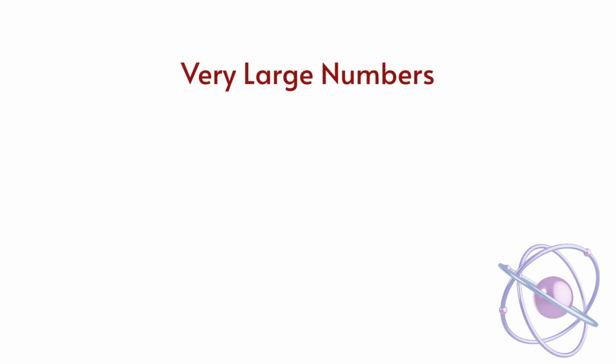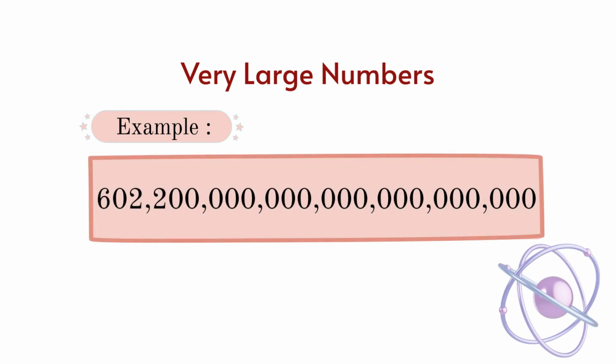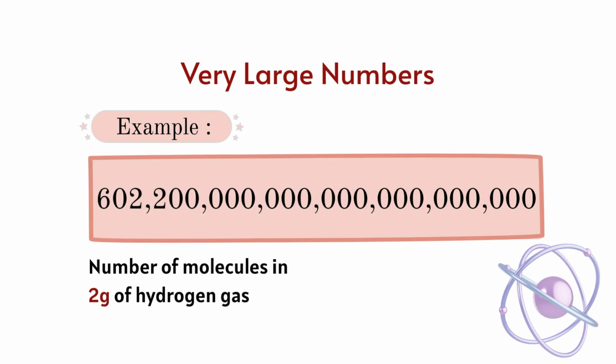Let's look at an example of a very large number. This number represents the approximate number of molecules present in 2 grams of hydrogen gas. You can see that it contains a large number of digits. Imagine performing calculations with numbers like this repeatedly. It becomes difficult to read, write, and calculate. Scientific notation provides a simpler way to express such numbers.